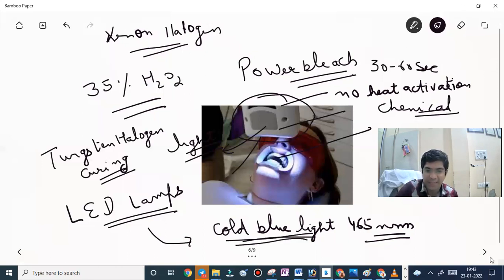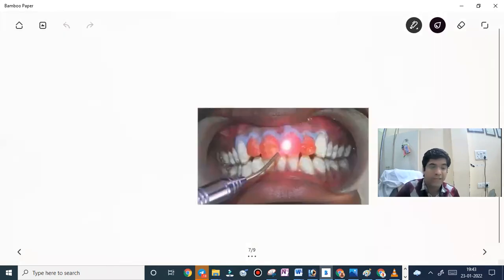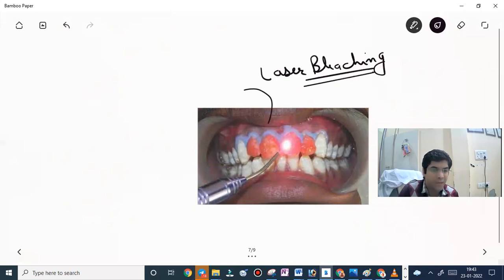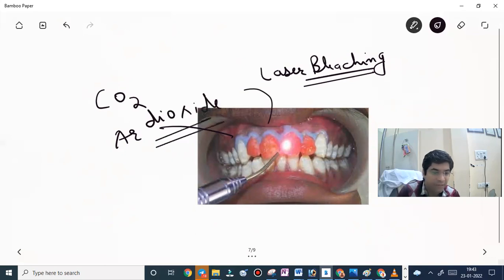Another is the laser bleaching technique. When the source of activation is a laser, it is known as the laser bleaching technique. Another MCQ that can be asked in your exam is, what are the lasers that can be used in bleaching? Remember, carbon dioxide, argon, and diode laser are the types of lasers that we use in bleaching. So remember this for your exam.